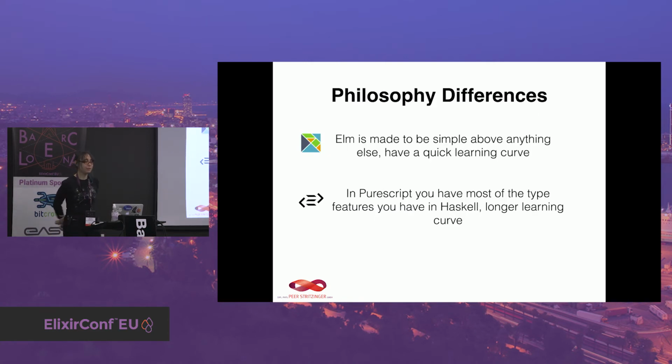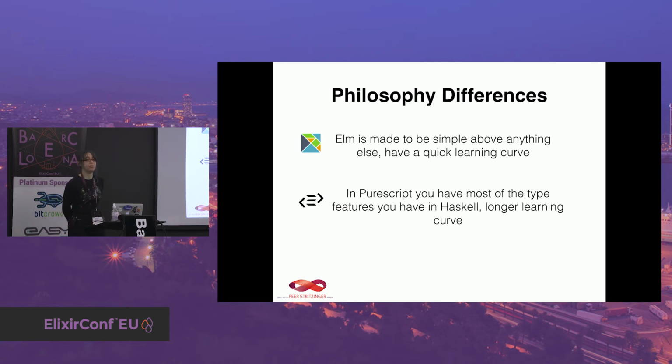And so going on to philosophy differences, Elm makes all your choices for you. It wants to be simple above everything else. It wants the learning curve to be really quick, and they really managed to do that, especially now. Getting rid of FRP did give them that, because when people got to mailboxes and addresses, it was like, what is this? And now it's a bit more of a plain learning curve.